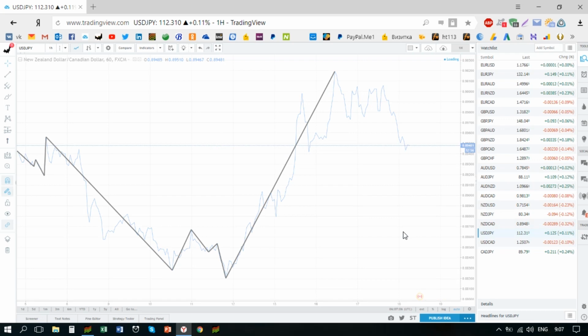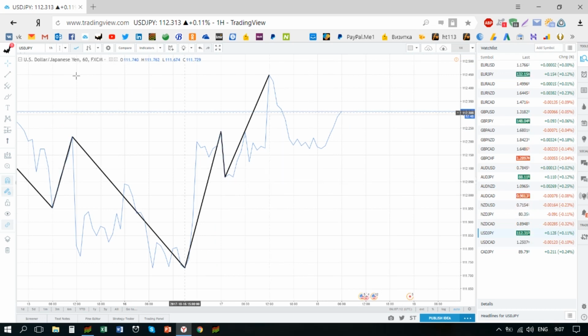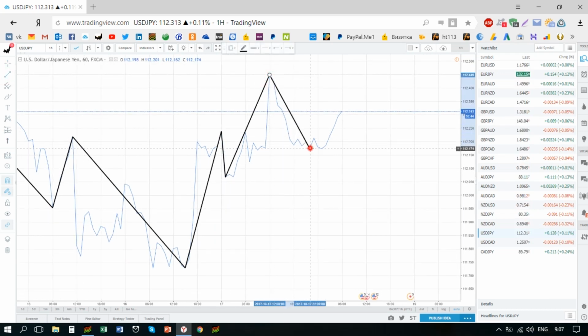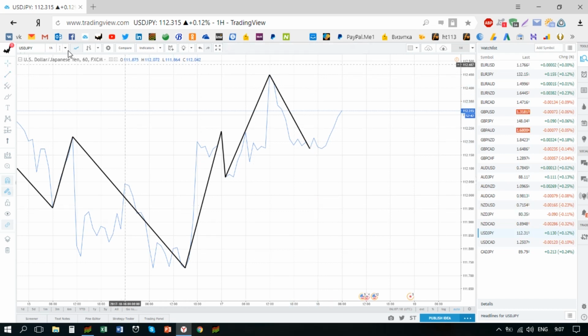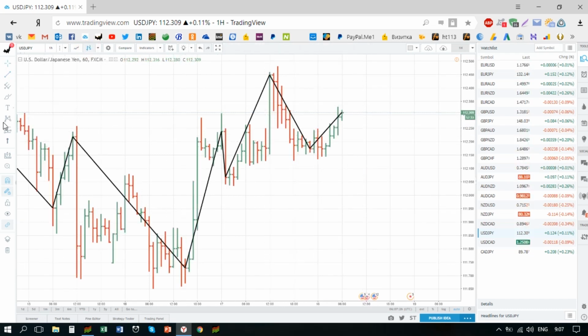Dollar yen. Oh, potential cipher pattern. I have a cipher pattern running right now, but we have a potential... Oh no, before the cipher we have a Gartley pattern, I suppose. Let's go. The shape of the pattern, it looks this way.